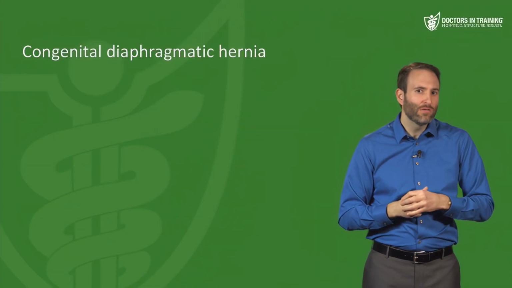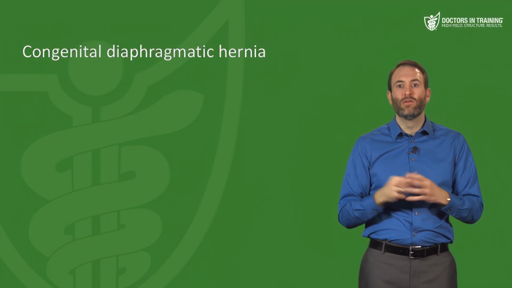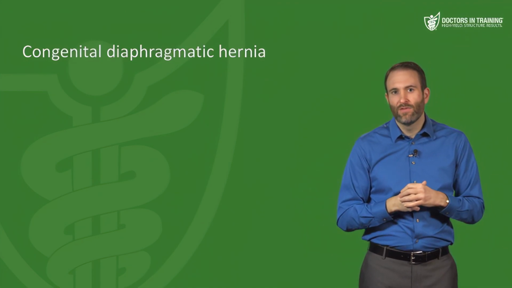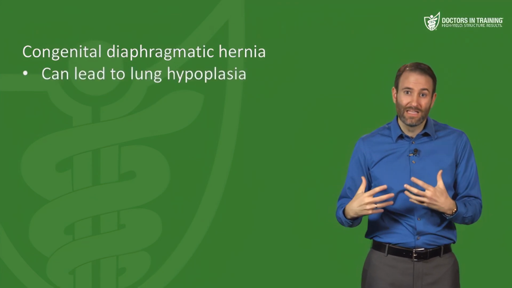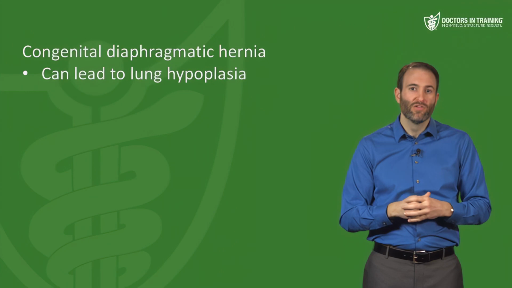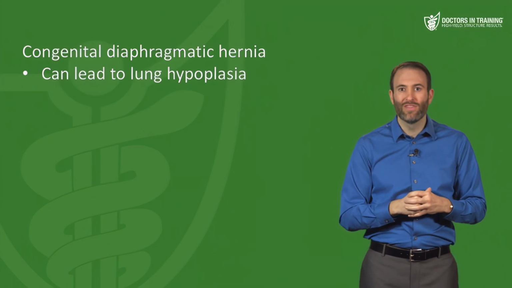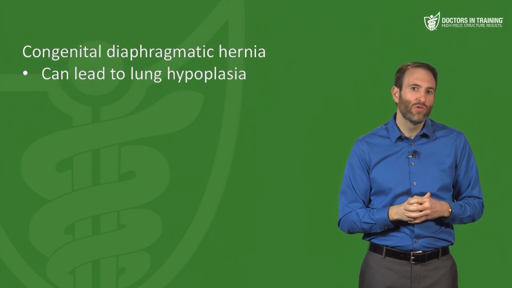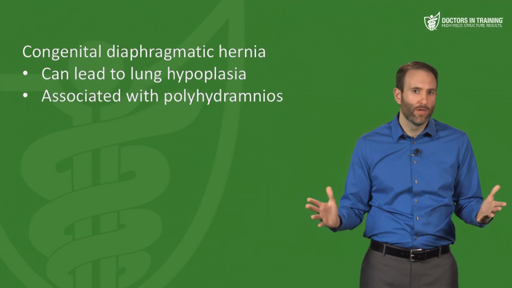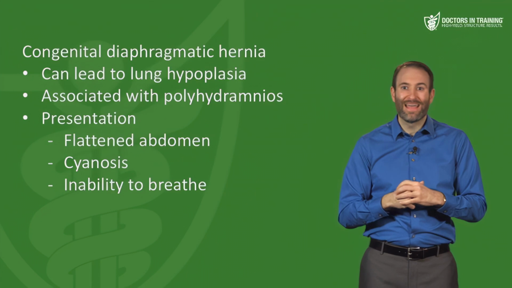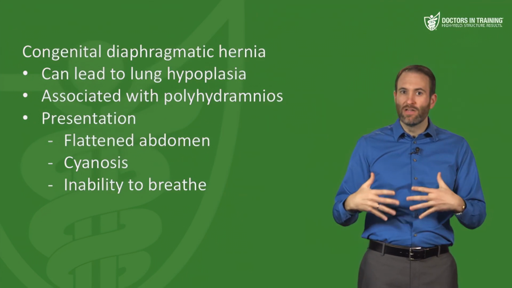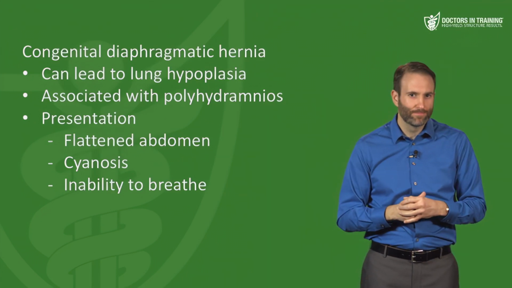Now, a congenital diaphragmatic hernia can have some serious complications. Now that we have abdominal contents in the pleural cavity, there is compression of the lungs, and that can lead to lung hypoplasia. So these hernias occur most often on the left side, and there's also an association with polyhydramnios. Now, severe hernias can present at birth in a patient with a flattened abdomen, cyanosis, inability to breathe normally, so be on the lookout for that.